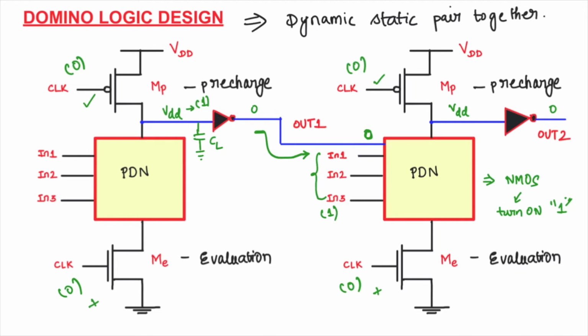In the next slide we will take the example f equal to (a plus b dot c) the whole bar, and we will try to implement it using the domino logic design. In that slide you will come to understand why this 0 is not allowing this pull down logic to get enabled. So here comes the advantage of this domino logic design.